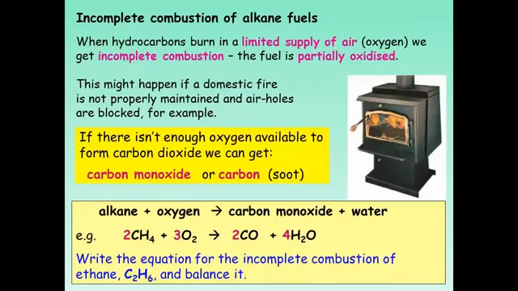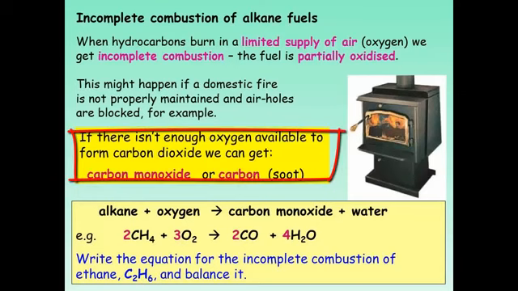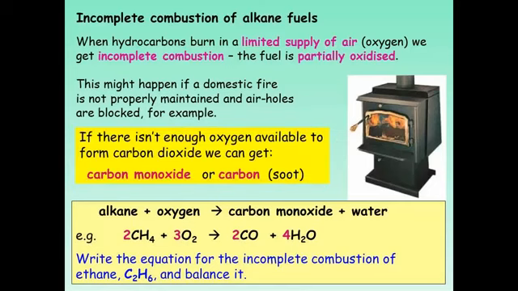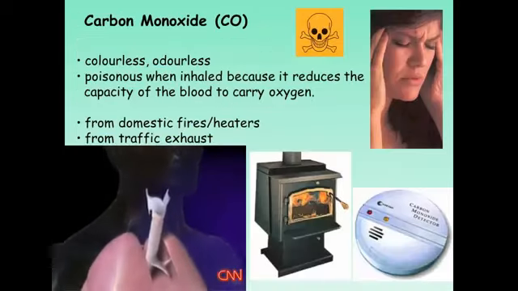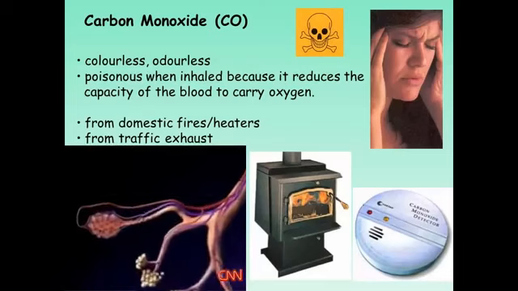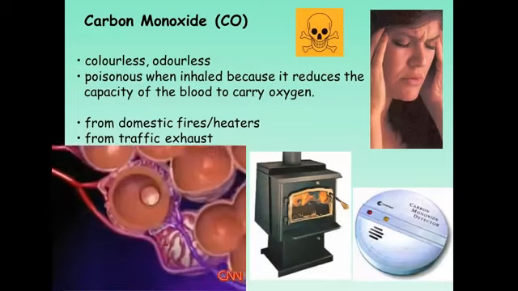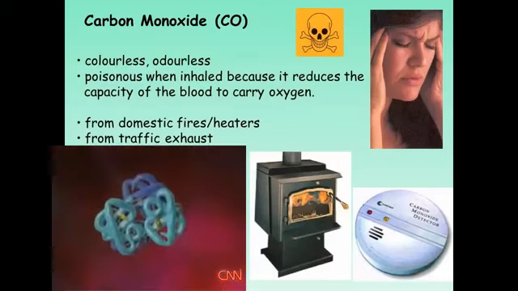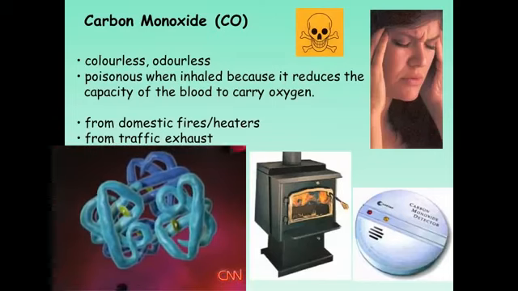This contrasts to incomplete combustion of an alkane, where there is a limited supply of air or oxygen. So we only get partial oxidation rather than full oxidation. The problem with this sort of reaction is that we also form carbon monoxide and in some cases carbon or soot. Carbon monoxide is a poisonous substance. It's odourless, colourless. However, when you inhale it, it binds to your red blood cells, reducing your blood's capacity to carry oxygen and therefore slowly suffocating you.